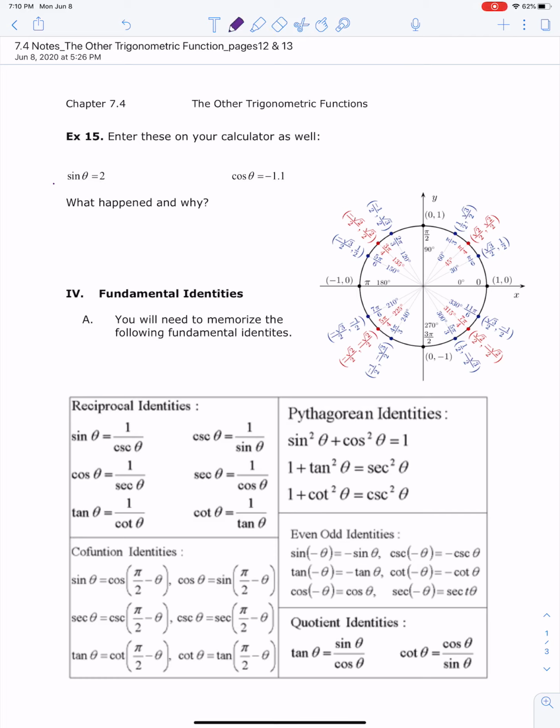Okay, here we are, chapter 7.4 notes, the other trigonometric functions. We are taking a look at pages 12 and 13.